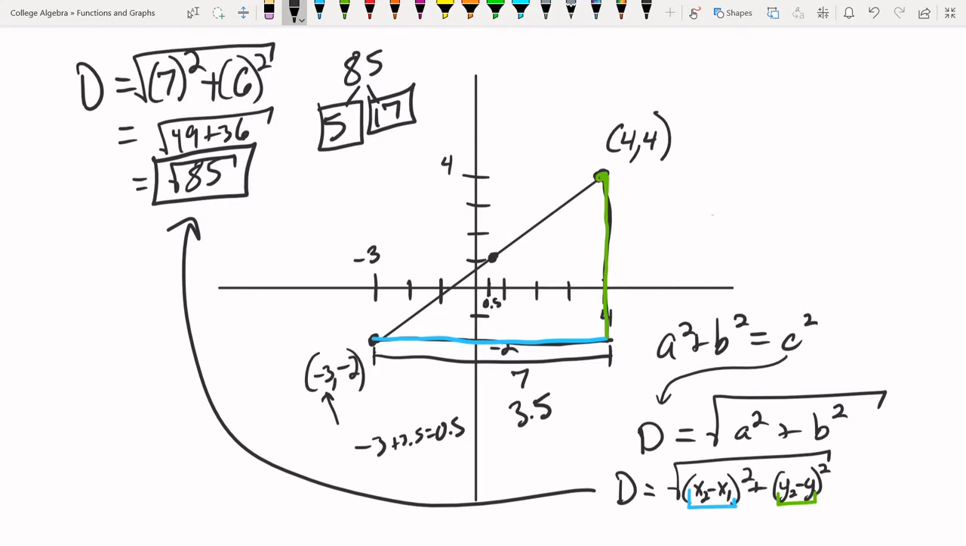And if you look at the green line, right, this distance here is 6. And halfway of that is 3. So we're going to go up 3 units from -2. That gives us 1. And so actually my point wasn't far off. This midpoint would be (0.5, 1).